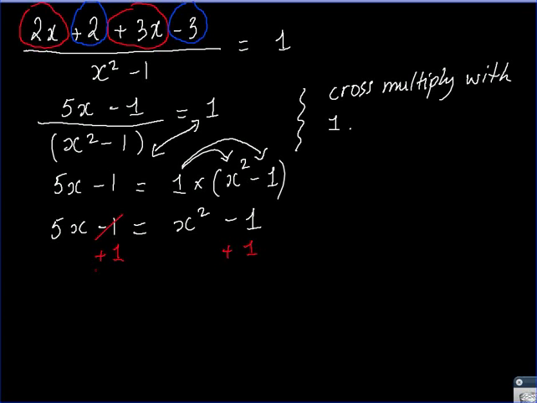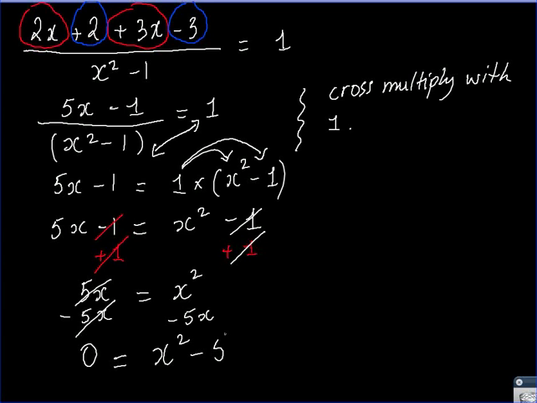So these two terms will cancel out, and I'm going to be left with 5x on this side, and on the other side I'm going to be left with x squared, because those two will cancel out as well. Minus 1 plus 1 is 0, and minus 1 plus 1 is 0. And finally, I'm going to take away 5x on that side and 5x on that side, so I've got them both on the same side. If I cancel this, I'm going to be left with 0, and on this side here, I'm going to be left with x squared minus 5x.